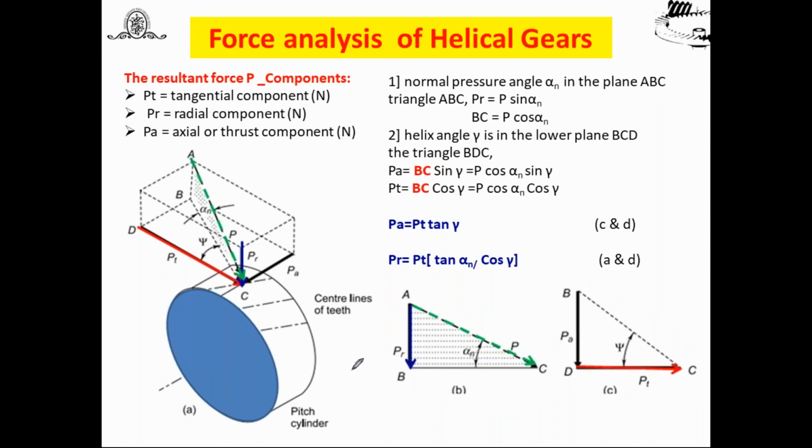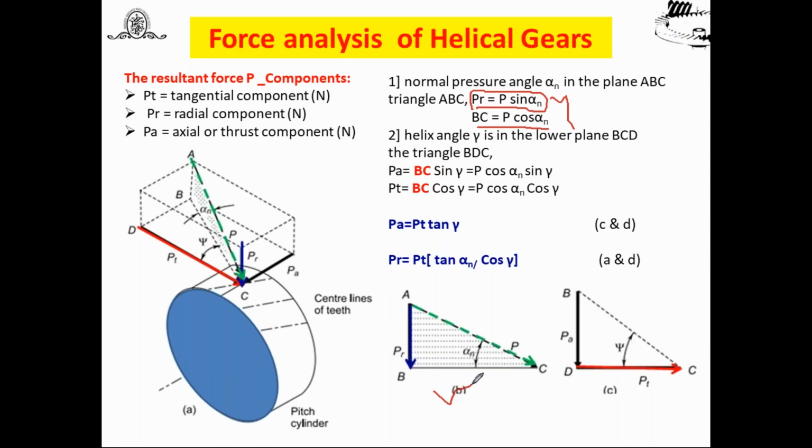Then from this triangle, if we consider the plane ABC, you will find that PR means AB. So PR is equal to P sine alpha n. Look at this, correct? Why? Because sine alpha n is PR upon the hypotenuse, that is P. That's why PR is equal to P sine alpha n. And what about BC? BC is equal to P cos alpha n from this figure.